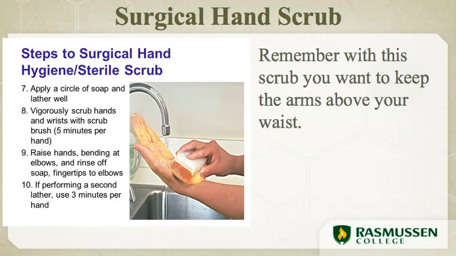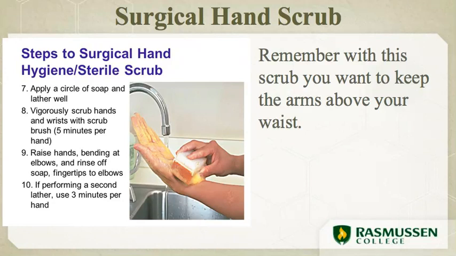Then you are going to take the sponge brush, get it wet to activate the suds, and start cleaning from fingertips to elbow. You want to scrub each hand about 5 minutes. You want to do both the sponge side and the scrub side, again, to remove any of that bacteria that's on the surface and any dead skin cells that are there.